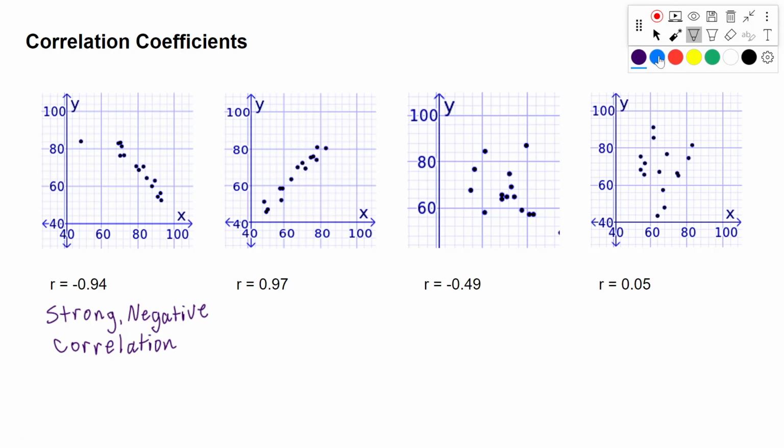When you look at the second graph, you'll notice that the points are increasing from left to right. These points are also close together, almost linear. So you'll see that our R value is positive because our points are increasing, our data is increasing. And you'll see that we have a correlation coefficient of 0.97. We would describe this as having a strong positive correlation.